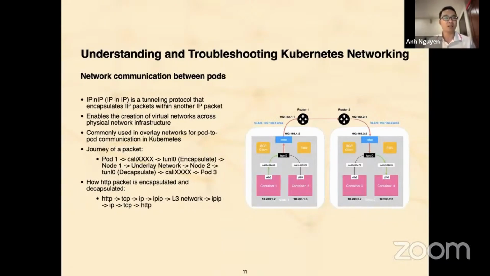The VTEP of the destination node then decapsulates the packet and forwards the packet to the destination pod. In an overlay network using IP in IP, the IP in IP protocol creates a tunnel between nodes in a cluster by encapsulating IP packets into another IP packet. When a pod sends a packet to a pod on another node, the IP packet will pass to the tunneling endpoint of the source node, be encapsulated with an additional IP header, then routed through the cluster underlay network to the tunneling endpoint of the destination node. The tunneling endpoint of the destination node then decapsulates the packet and forwards the packet to the destination pod.